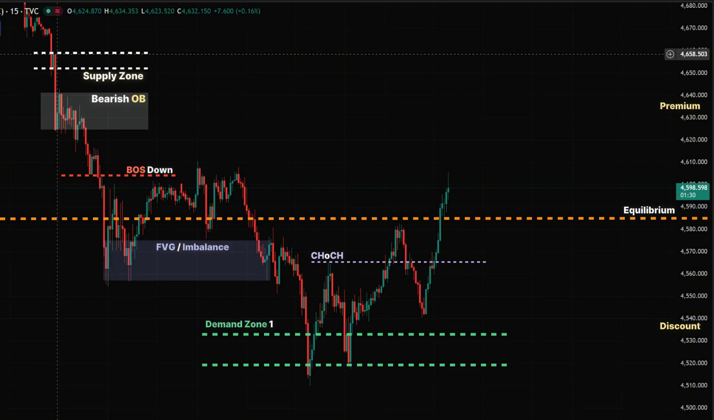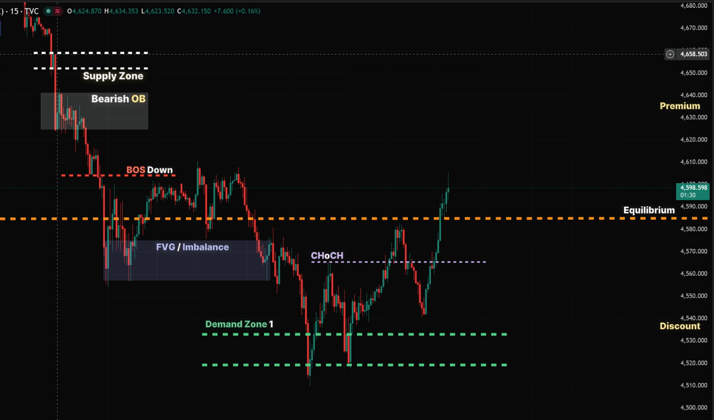Around the change of character area, we also marked an FVG, or imbalance zone. This is important because the move that created the shift was sharp. When price moves aggressively, it can leave behind inefficient price action. That imbalance becomes a possible pullback area. If price returns to this zone and reacts, it can provide a cleaner entry than chasing the first move.